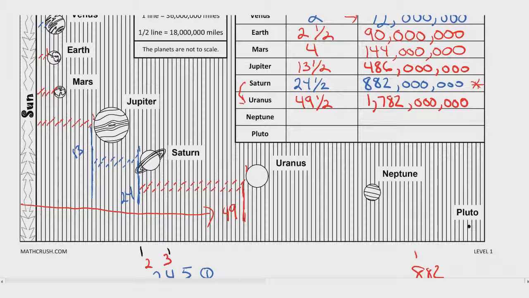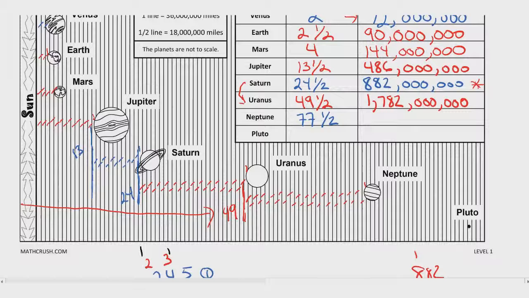Hopefully we're counting right every time. But since it's 49, we go 50, 51, 52, 53, 54, 55, 56, 57, 58, 59, 60, 61, 62, 63, 64, 65, 66, 67, 68, 69, 70, 71, 72, 73, 74, 75, 76, 77 and a half. Let me change that to blue. 77 and a half. Again, there's different ways of doing it.